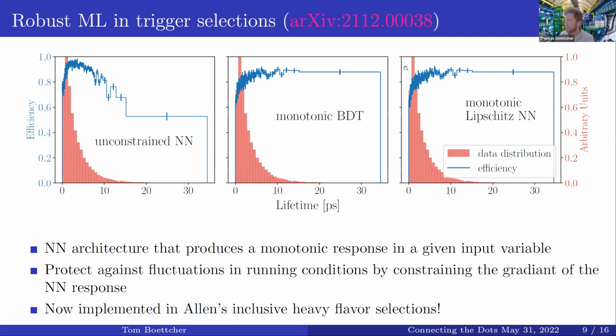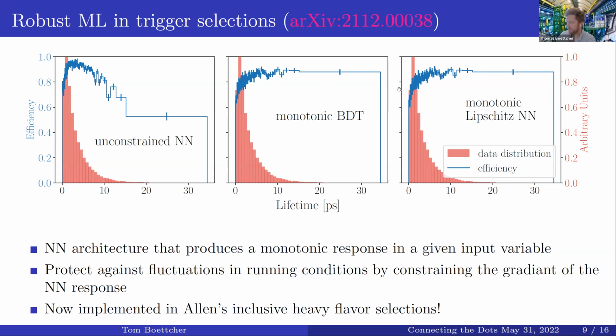And so this paper that I've linked at the top of this slide details the development of provably monotonic machine learning architectures. So you can constrain your algorithm to have a monotonic response in some variables. This middle plot shows the response of a monotonic BDT, a BDT that's constrained to have a monotonic response in lifetime. You can see there's this nice increase in efficiency, and then it plateaus instead of falling off.